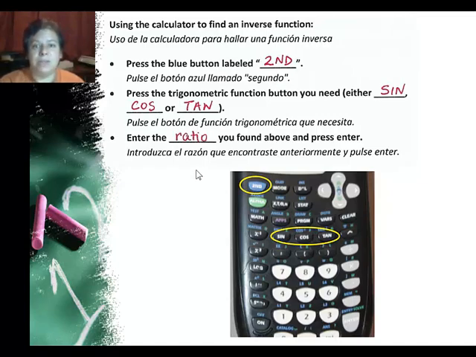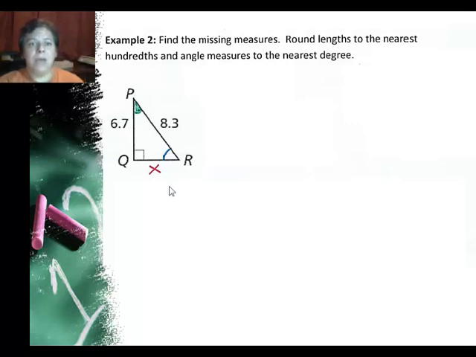Then we'll practice this in class. Now in example 2, I want to find all of the missing measures. So any missing sides and the missing angles. Angle Q I already know is 90 degrees because I have the nice little square there showing it to me. I'm missing this side, and I'm missing angle R and angle P.